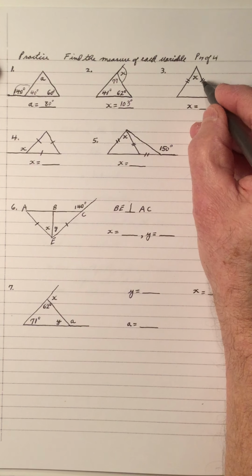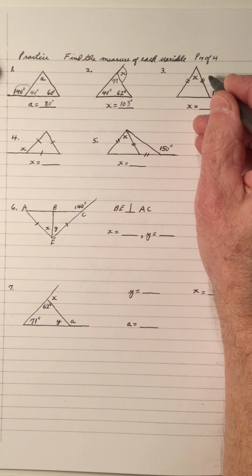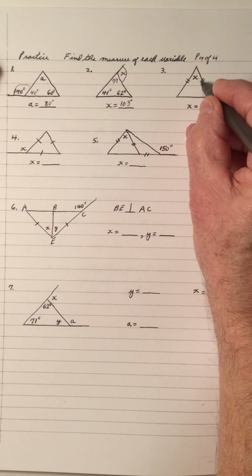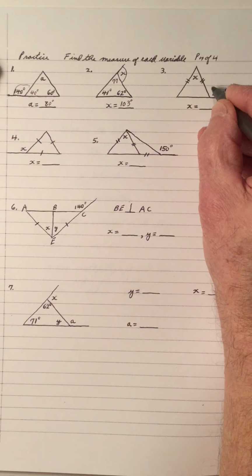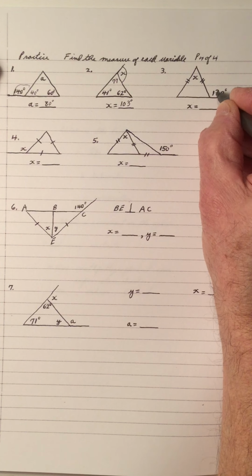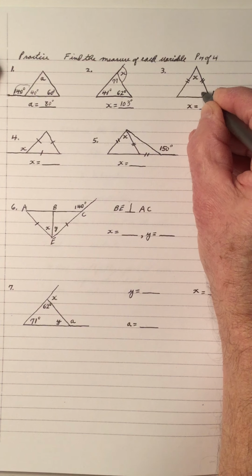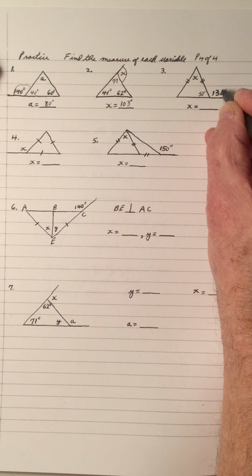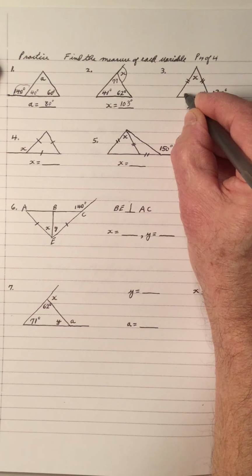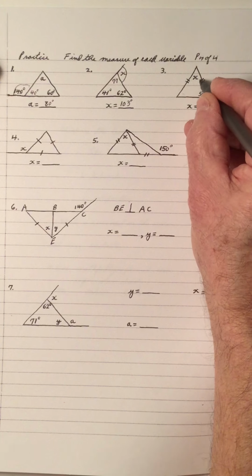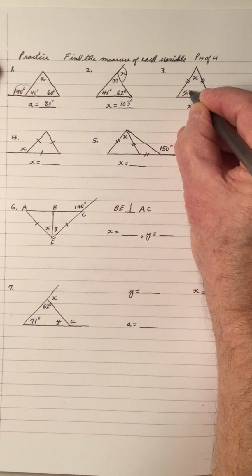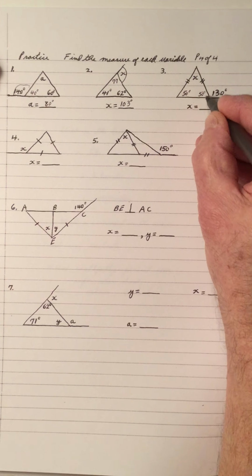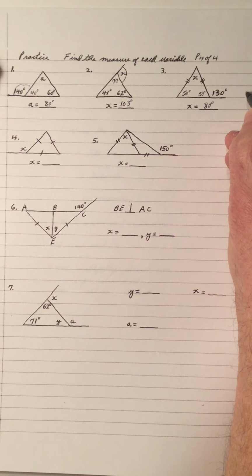And if two sides are equal, what happens? Two sides equal, two angles equal. So if that's 130, then this angle is 50, because 50 and 130 makes 180. If these two sides are equal, then these two angles are equal, because these are the angles opposite the sides, so that's 50. So if that's 50 and 50, then that must be 80 to add up to 100.